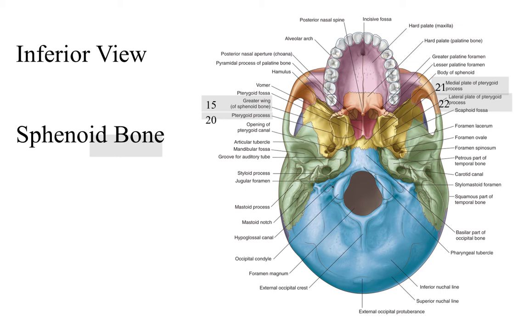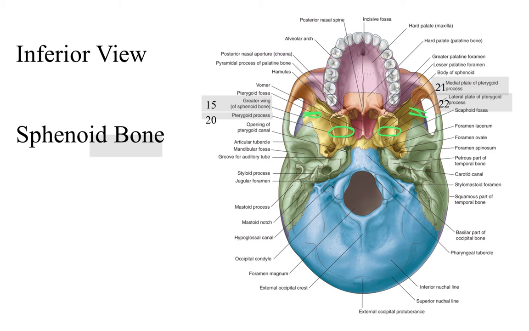So again, here is your greater wing of the sphenoid here on either side. And then we jump to 20 because we've already done the ones between there. Down here we have the pterygoid process. All right, on either side, the pterygoid process. And pterygoid is another word that means wing or wing-like. So not only do you have the greater wing and the lesser wing, but you also have the pterygoid process, which is an inferior facing wing of the sphenoid bone.